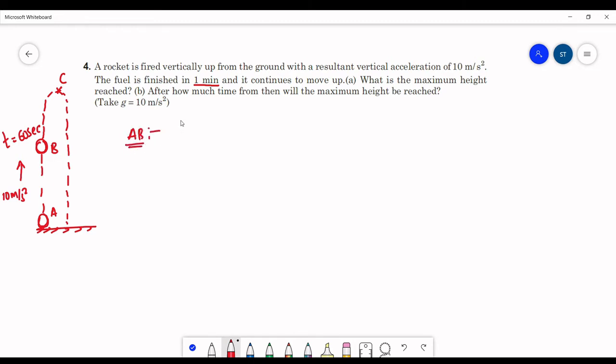to find out the distance, I will apply S equals ut plus half at square. So initial velocity is 0, so this ut term will be 0. Half at square, this is half into 10 into t square, that is 60 square. This will turn out to be 18,000 meters, or we can write it as 18 kilometers.